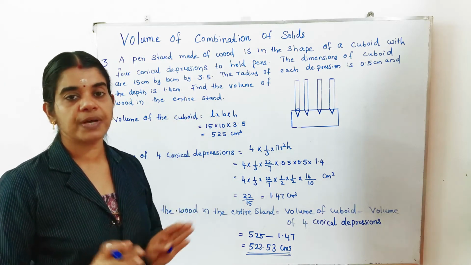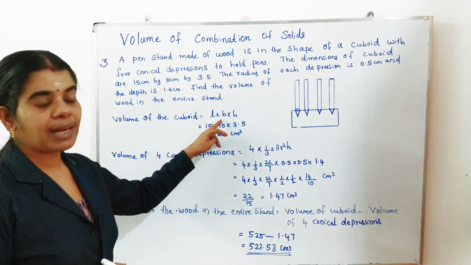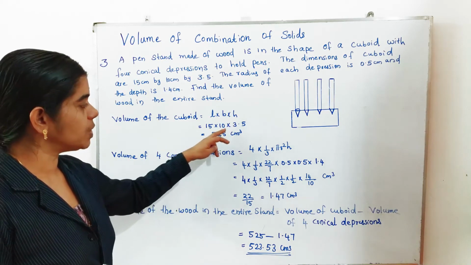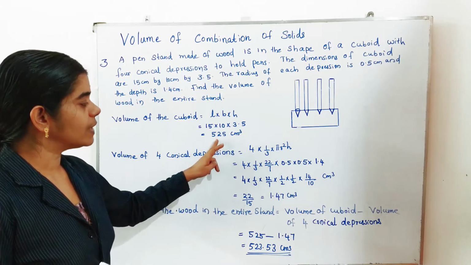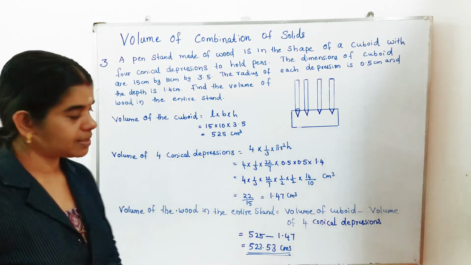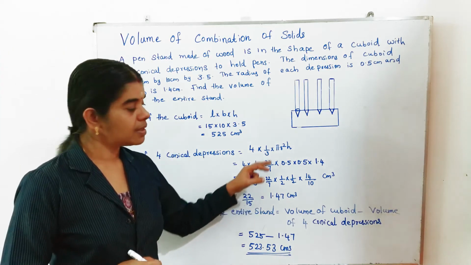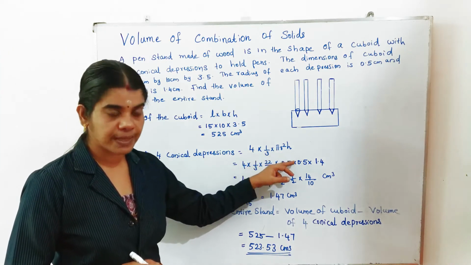First you want to find the volume of the cuboid. Volume of the cuboid is equal to L into B into H, 15 into 10 into 3.5. You will get 525 centimeter cube as the volume of the cuboid. Next you want to find the volume of 4 conical depressions: 4 into 1 by 3 pi r square h.